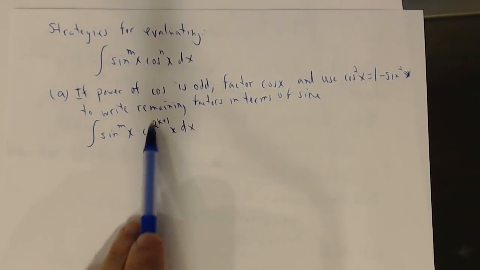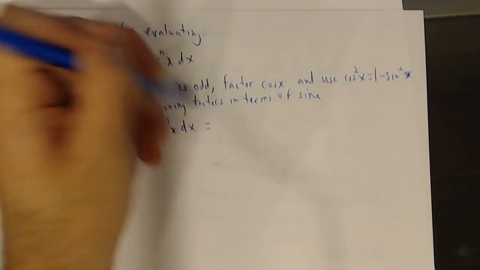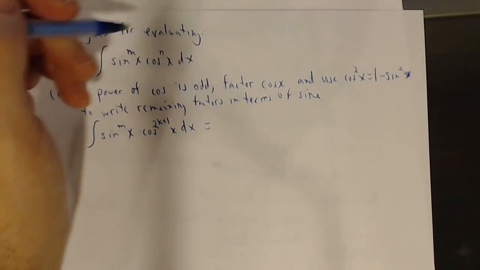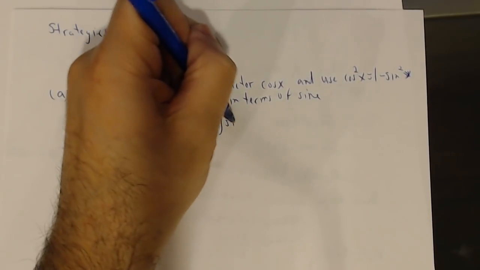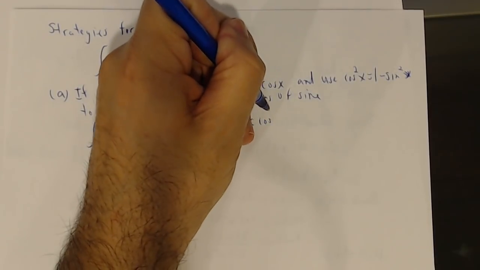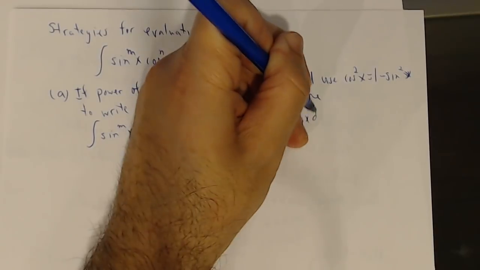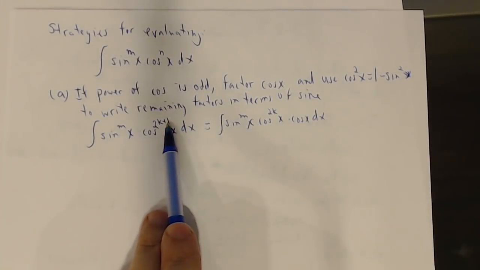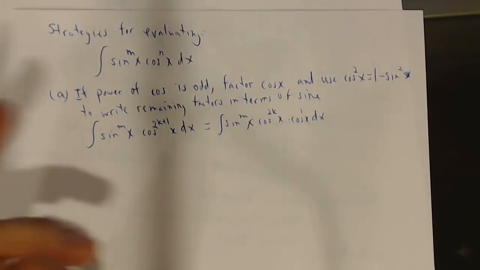So clearly, cosine has an odd power. So if cosine has an odd power, what are we going to do? We're going to factor out a cosine from this, which, how is that going to look? It'll be sine to the power of mx times cosine to the power of 2kx times cosine x dx. Because remember, what happened to that 1? Well, when I factor out a cosine, it's here. And remember, when I multiply these, I add the powers, which would give me the 2k plus 1.